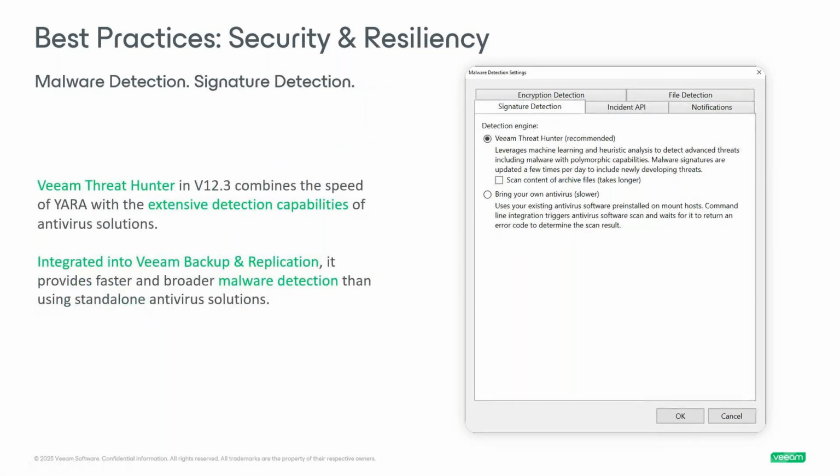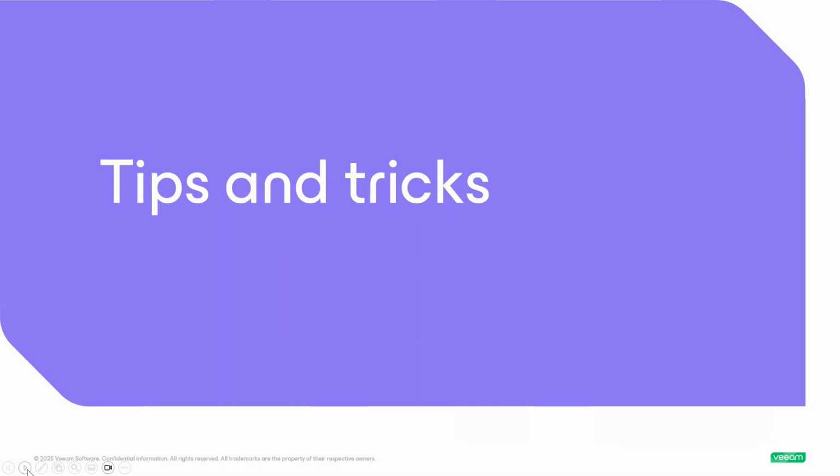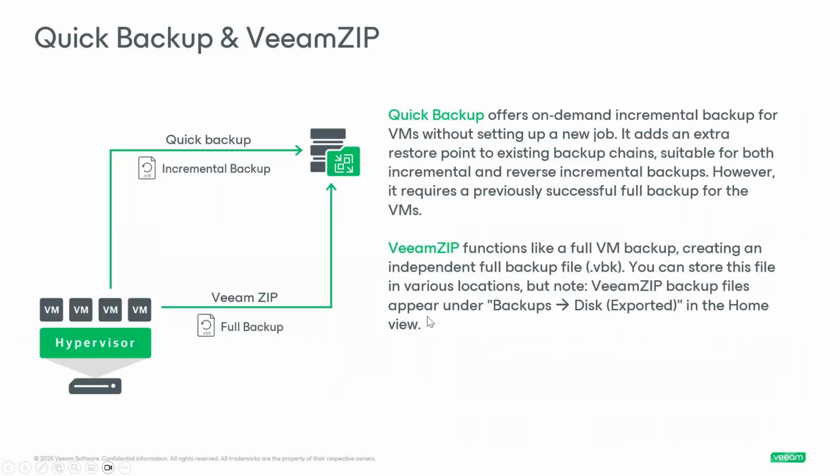Veeam Threat Hunter is a signature-based scan engine provided by Veeam that you can leverage with Tiara to scan for malware. You can use it, or you can use your own antivirus, but typically Threat Hunter is faster. Now we will discuss tips and tricks to restore your backup data.